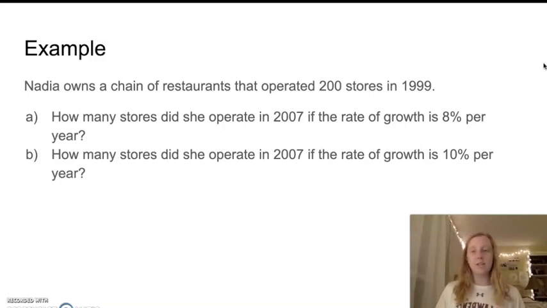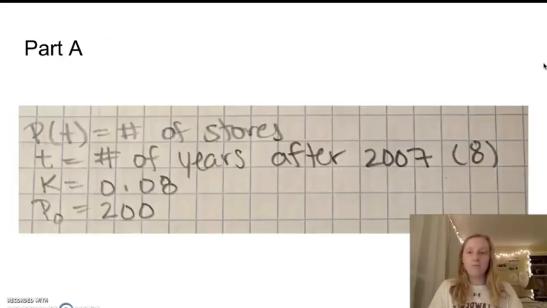One example is, Nadia owns a chain of restaurants that operated 200 stores in 1999. There are 2 parts to this problem. A. How many stores did she operate in 2007 if the rate of growth is 8% per year? And B. How many stores did she operate in 2007 if the rate of growth is 10% per year? So first, we're going to tackle the first part, A.